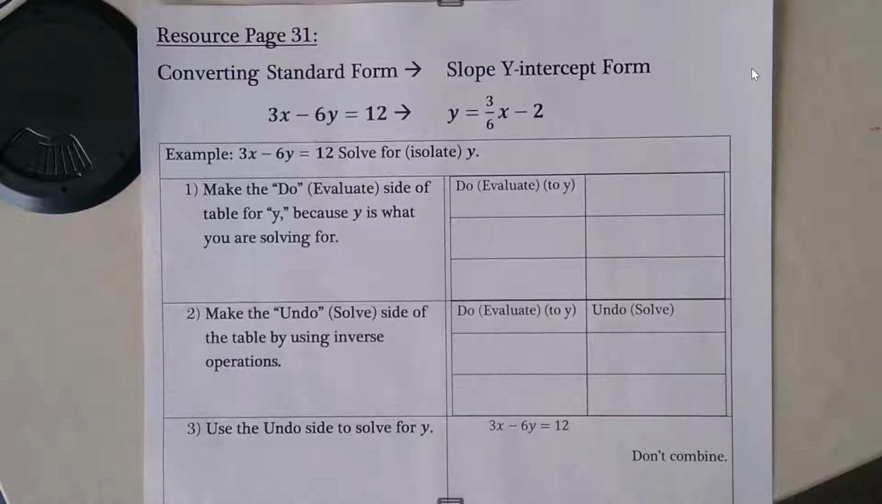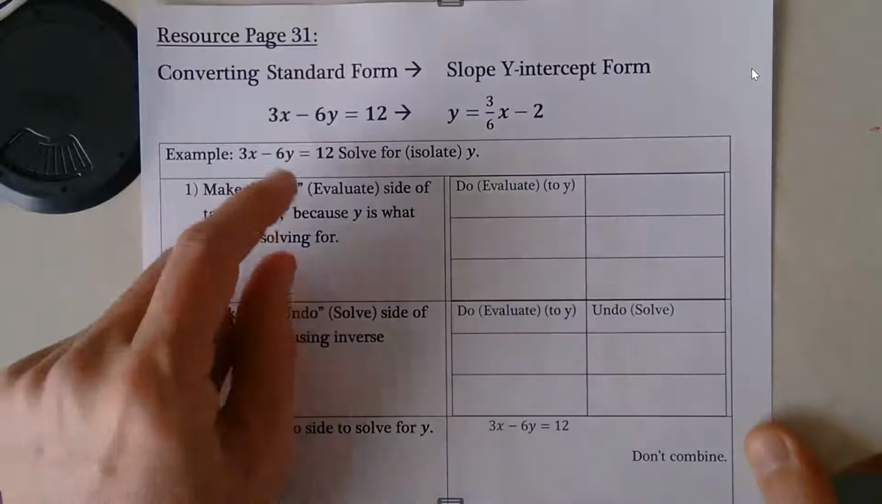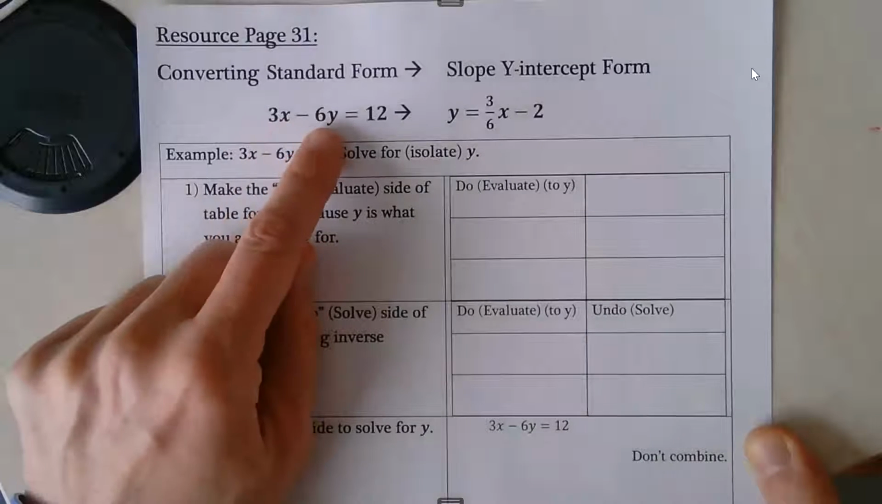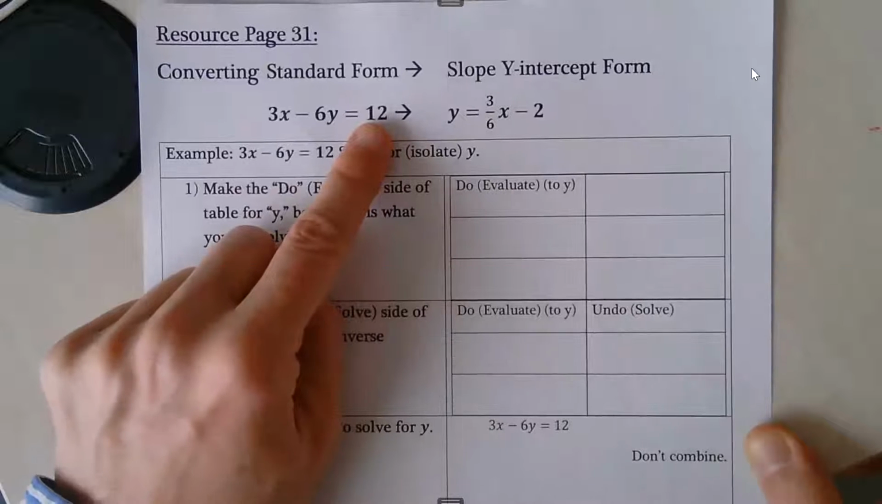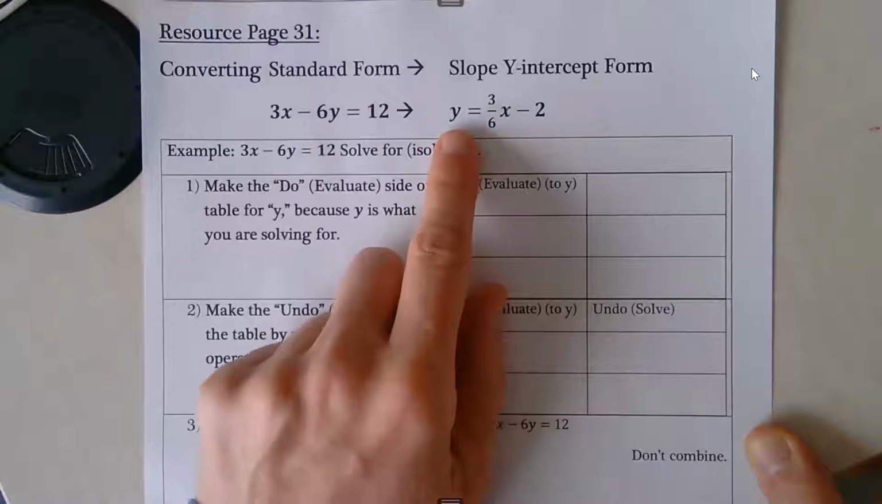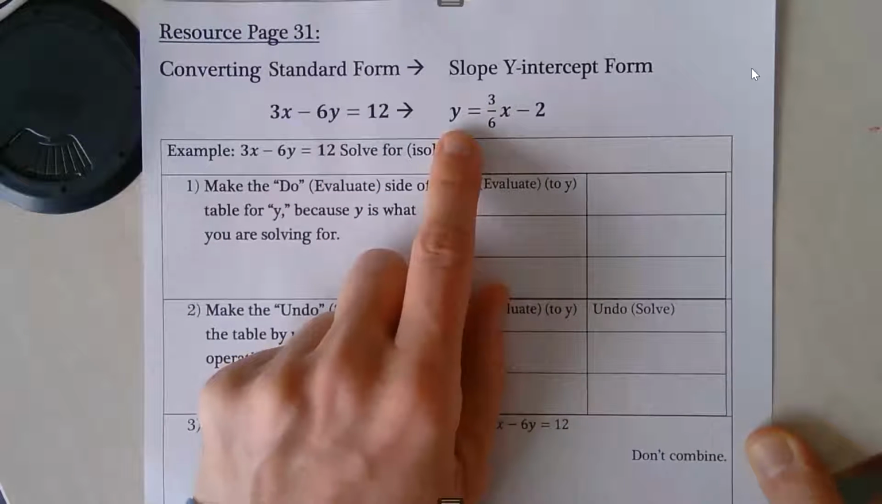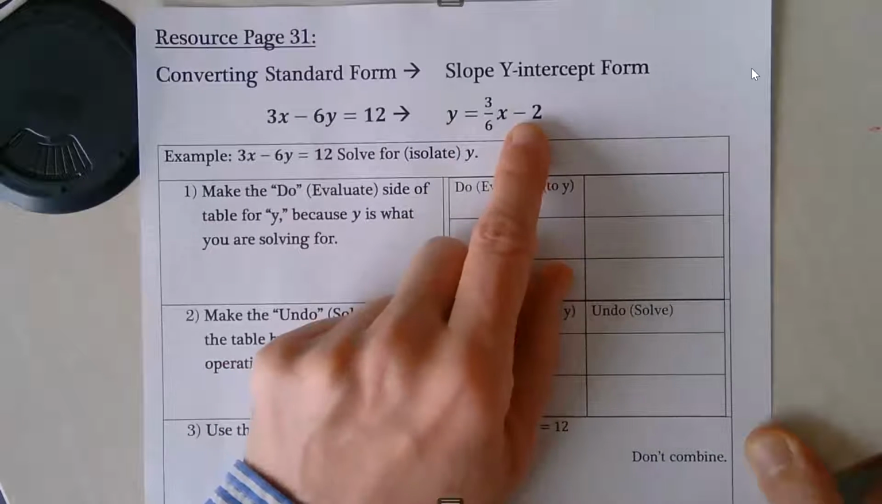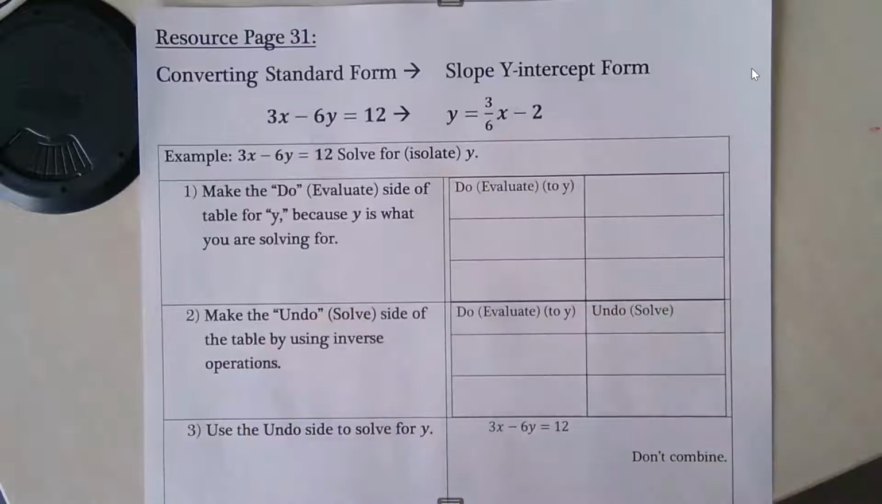In this video, we're going to show how to convert a linear equation from standard form, where you have some x plus or minus some y equals some number, into slope-intercept form, which you probably are more familiar with, where it's easy to see the slope and the y-intercept. So let's show how to do that.